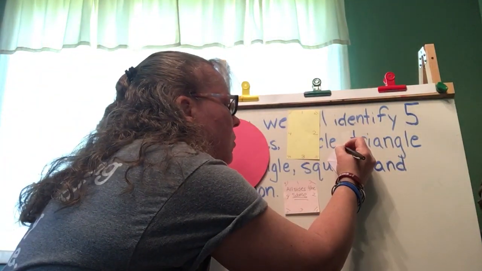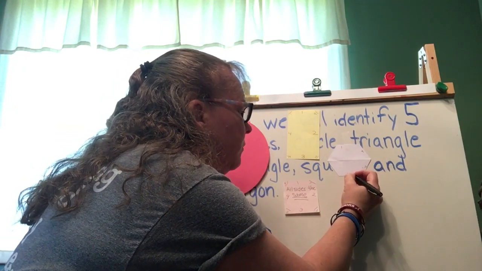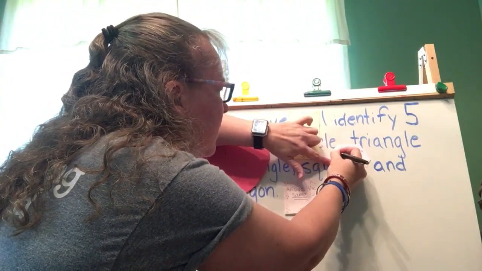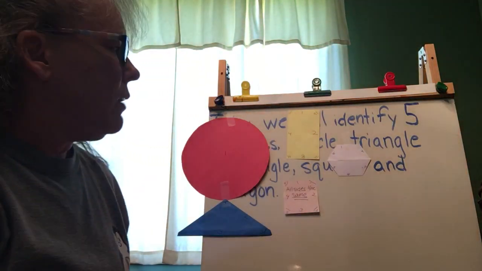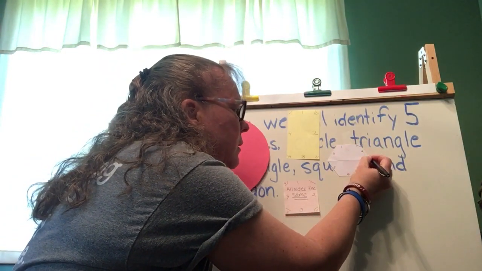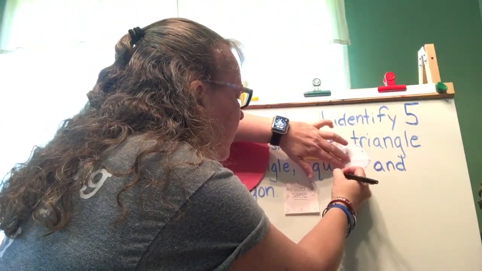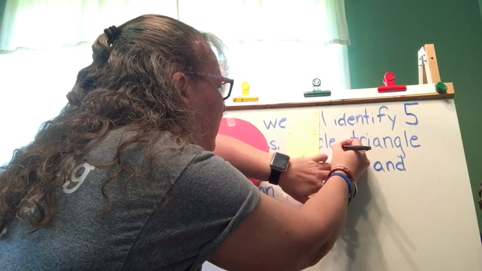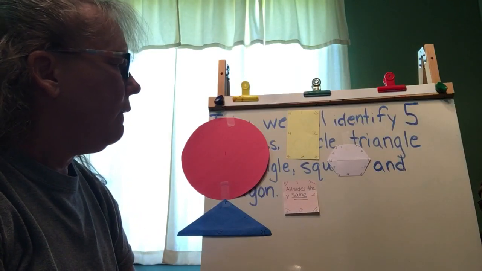It has 1 side, 2 sides, 3 sides, 4 sides, 5 sides, 6 sides. Does anything else have 6 sides? No, we don't have any conflicts with that. So let's count the vertices. 1, 2, 3, 4, 5, 6. So a hexagon has 6 vertices.